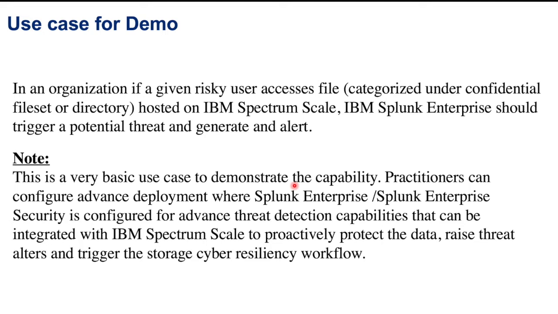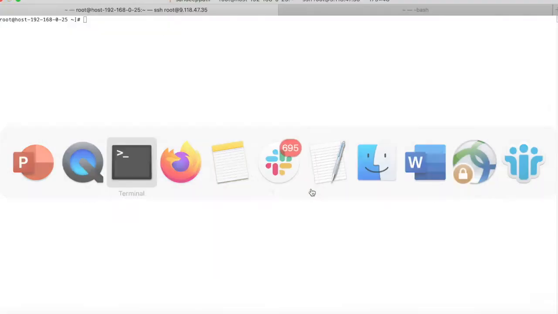Now this is a very basic demonstration of the capability. Practitioners of SPLUNK Enterprise as well as SPLUNK Enterprise Security can create more advanced rules so that advanced threat detection capabilities can be implemented with the integration of Spectrum Scale file audit logging with SPLUNK Enterprise or SPLUNK Enterprise Security. Let's get to the demo.